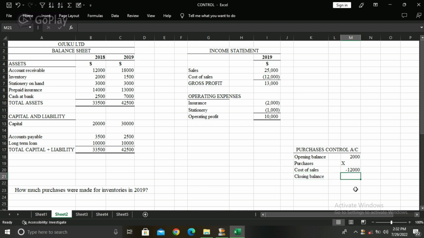So the closing balance is 1,500. Then now the question is, how much inventory did we purchase during the year? The same example that I stated earlier applies here. At the start of the year, we were having 2 bags of maize. The 2 bags of maize is the 2,000 opening stock here.